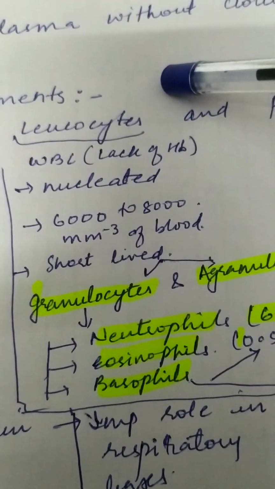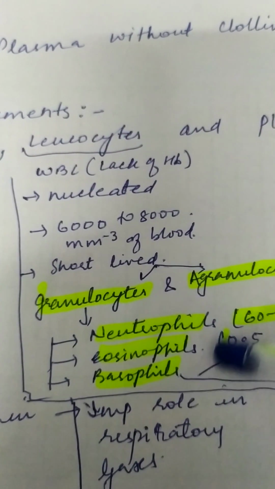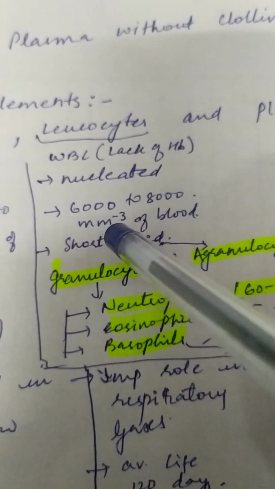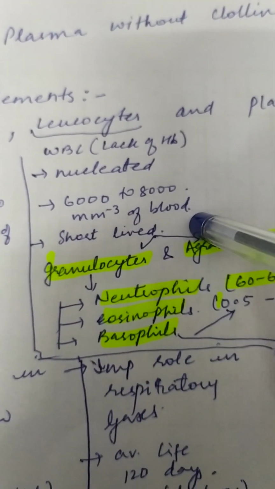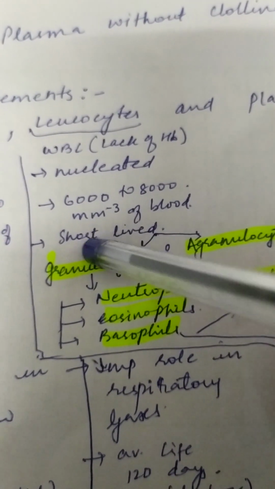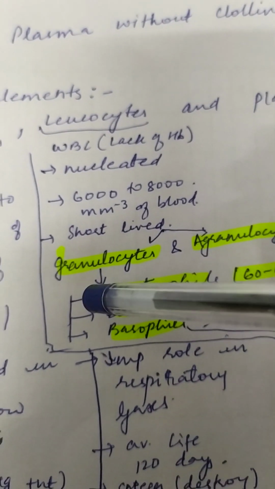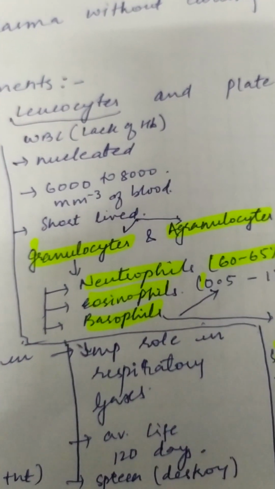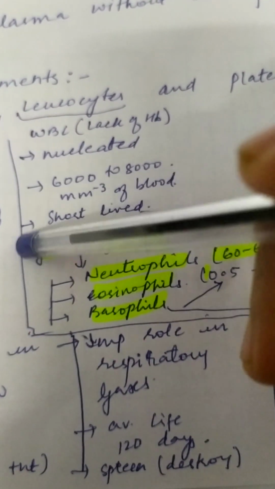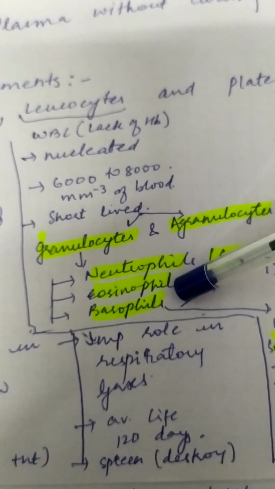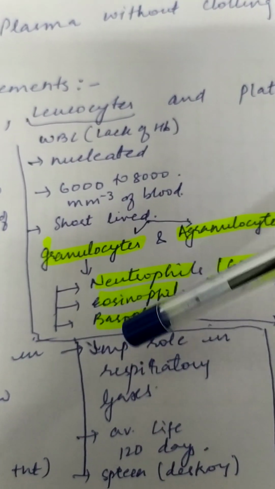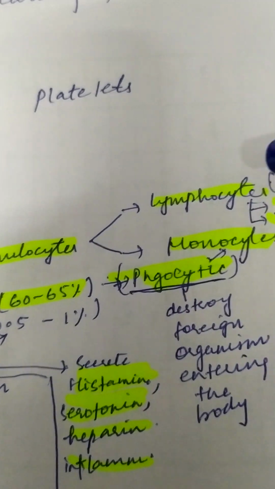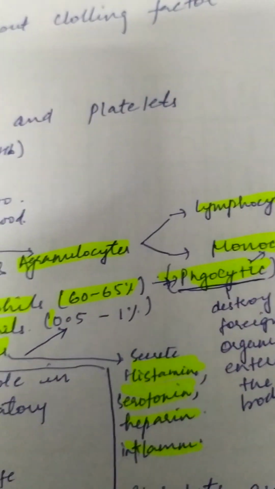Now come to leukocytes. Leukocytes are nucleated. They are about 6000 to 8000 per cubic millimeter of blood. They are short-lived and contain granulocytes and agranulocytes. Granulocytes are further divided into neutrophils, eosinophils and basophils. Agranulocytes are divided into lymphocytes and monocytes.